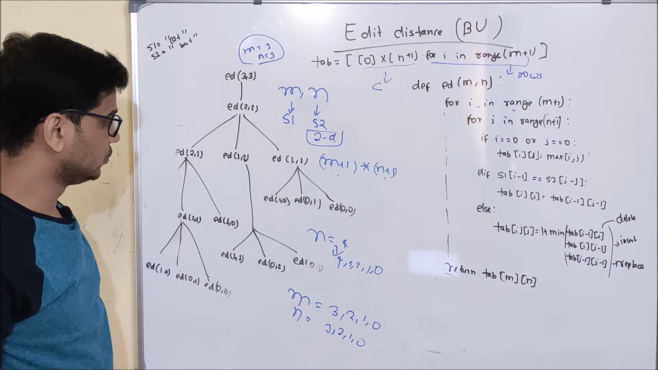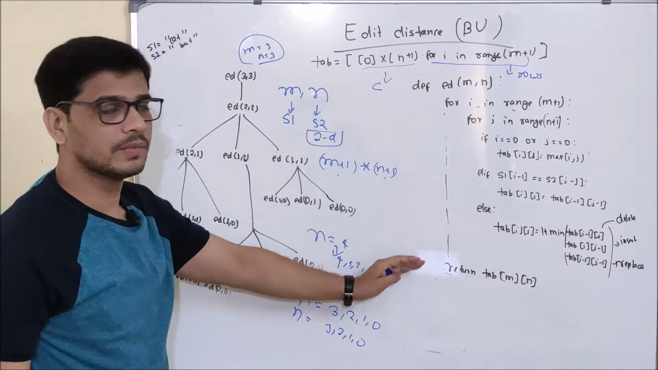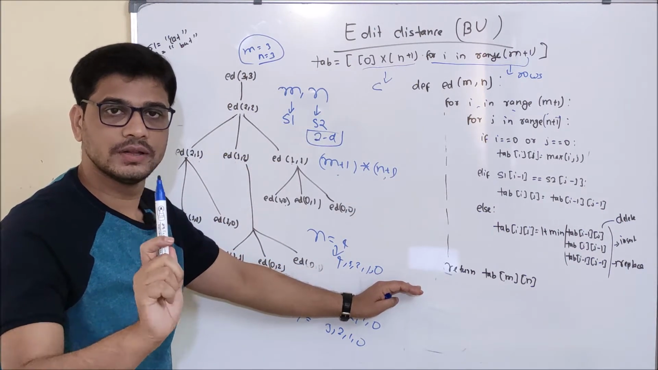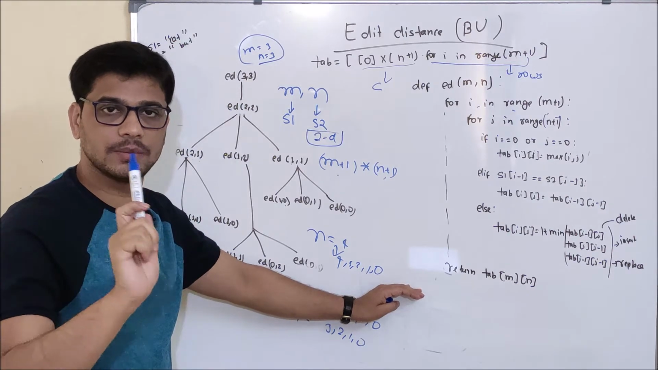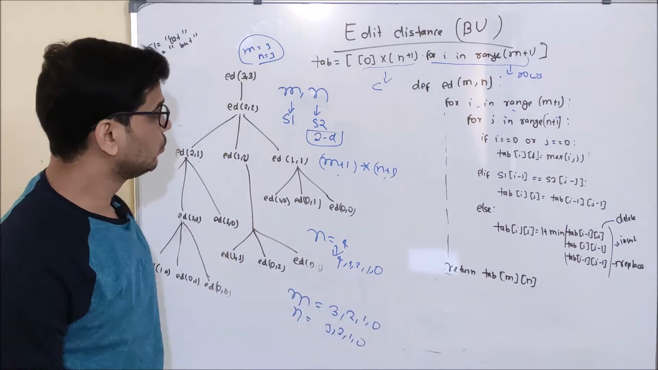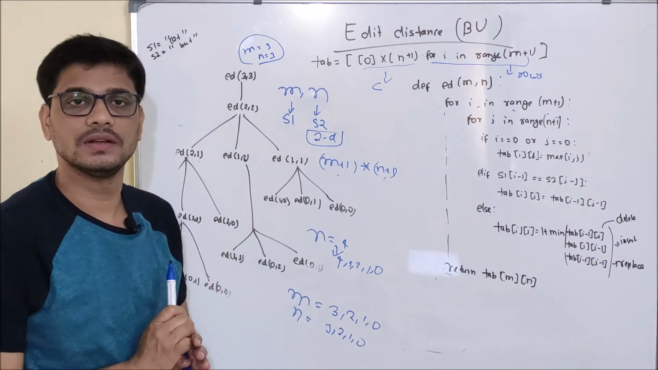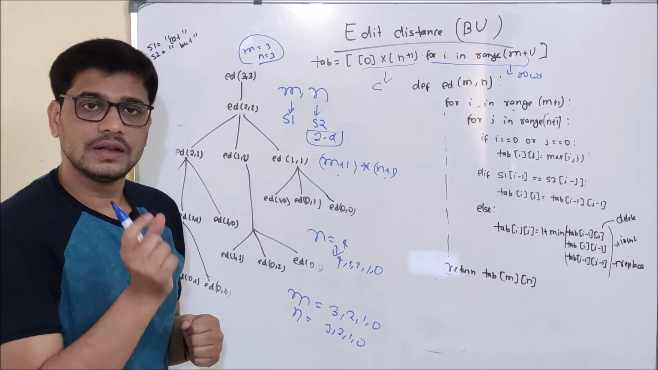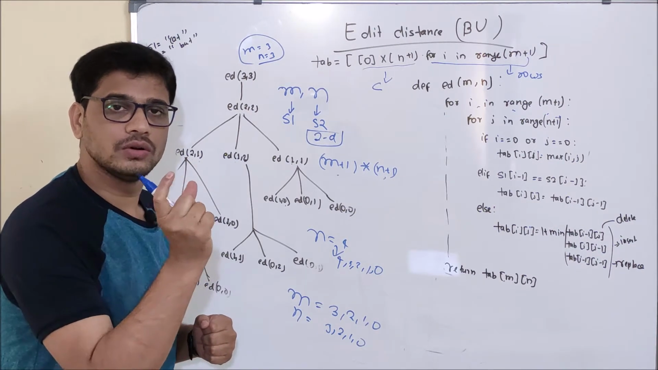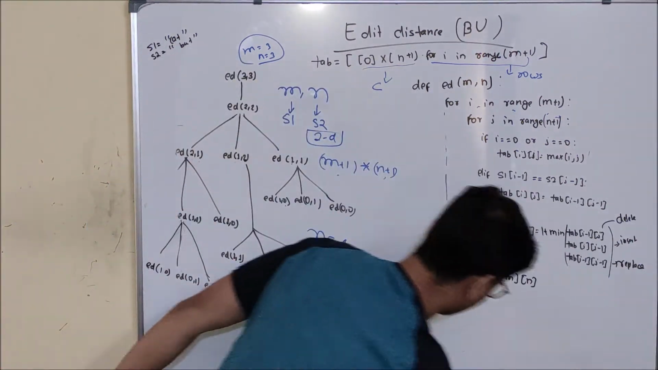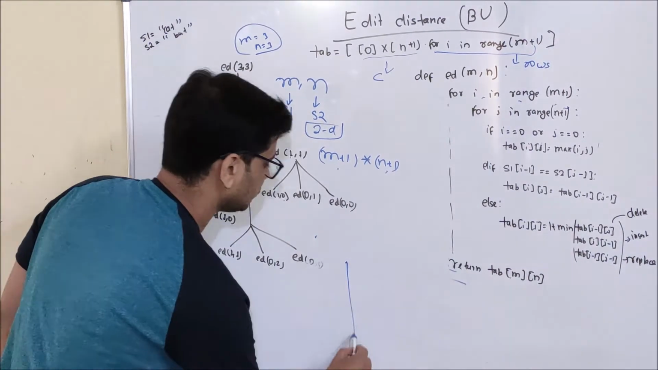Now, this is my bottom-up code. But to write this bottom-up code, what do you need? You need the table dimension, the table size, and the last and most important thing, that you need to figure out the dependency. That is, suppose I am calculating a value in the table, then which values do I need to have pre-computed? Now let's understand it through an example. Suppose this is a table.